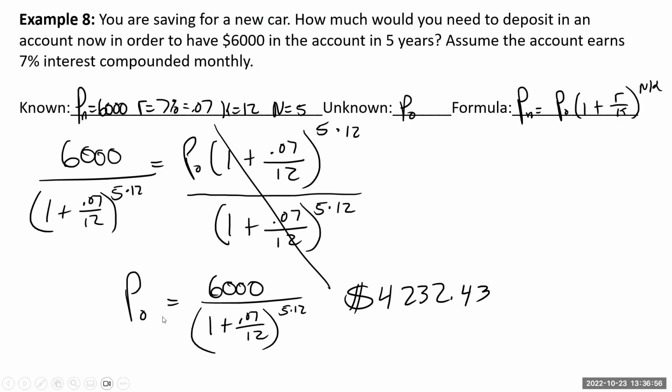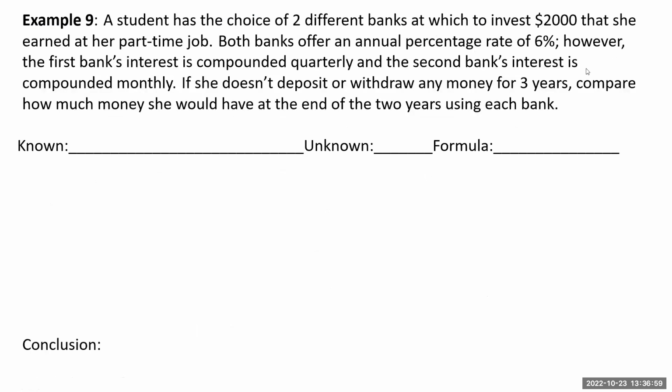Let's get ready here to hop over and do example 9. You guys, let's take a look at example 9 here. A student has the choice of 2 different banks at which to invest $2,000 that she earned at her part-time job. Both banks offer an annual percentage rate of 6%. However, the first bank's interest is compounded quarterly, and the second bank's interest is compounded monthly. If she doesn't deposit or withdraw any money for 3 years, compare how much she would have at the end of 2 years using each bank.